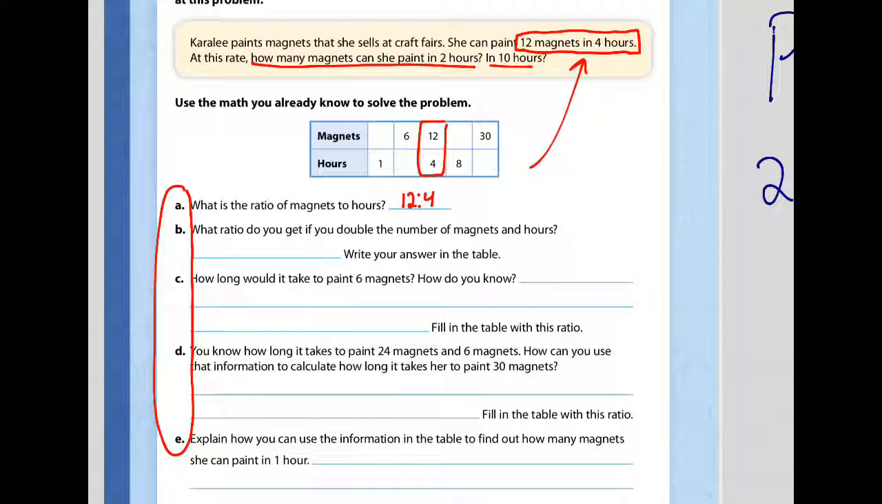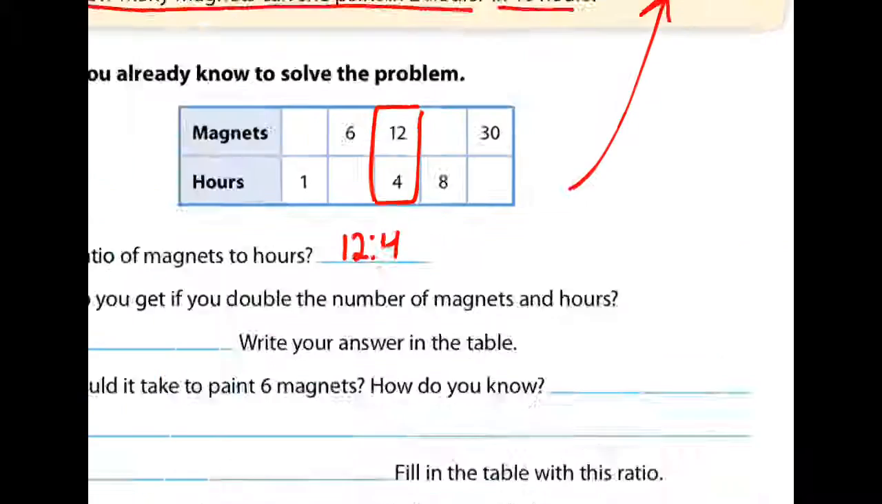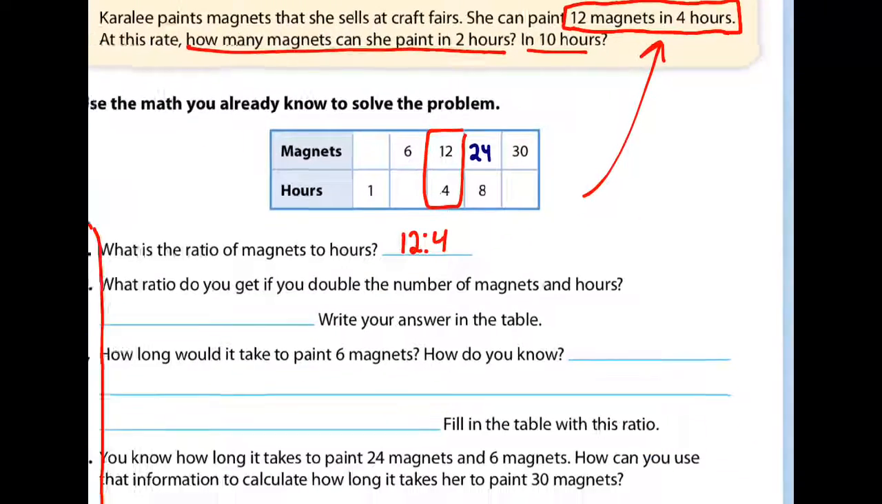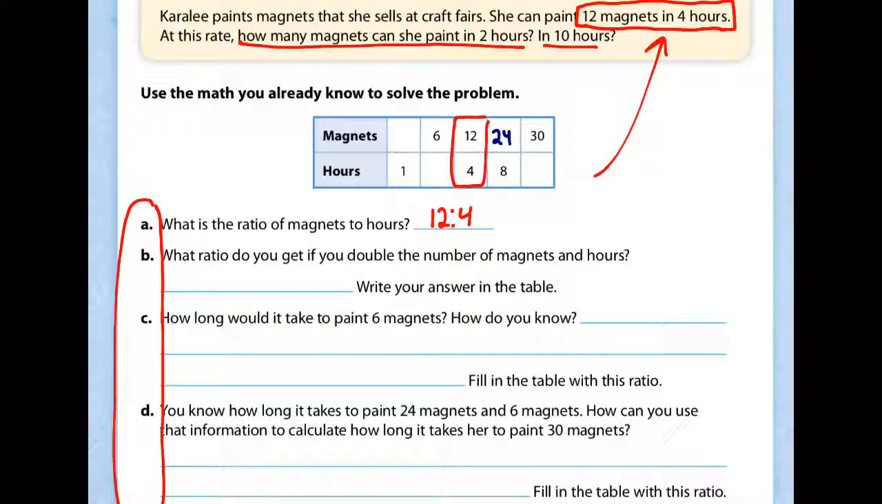B, what ratio do you get if you double the number of magnets in hours? Write your answer in the table. So if you double it, that just means times 2. So let's start with 4 times 2. So 4 times 2 is 8, right? So that means 12 times 2 is 24. So you should have 24 in that box right there. So our ratio is 24 to 8. All right, remember, if you had made any mistakes, pause the video and fix them.